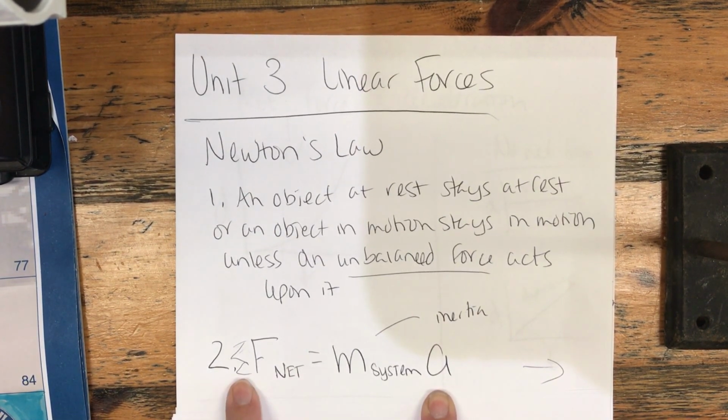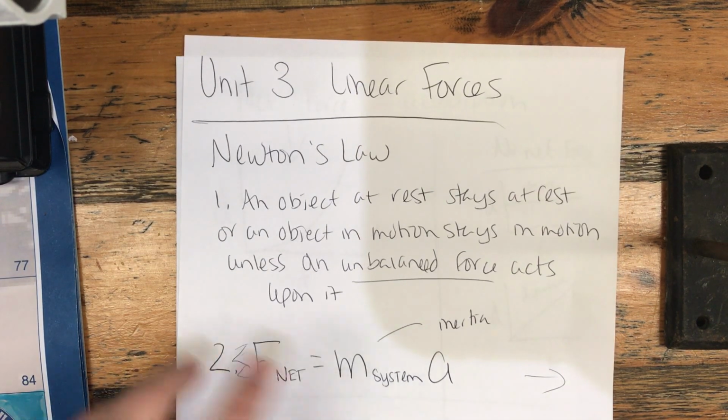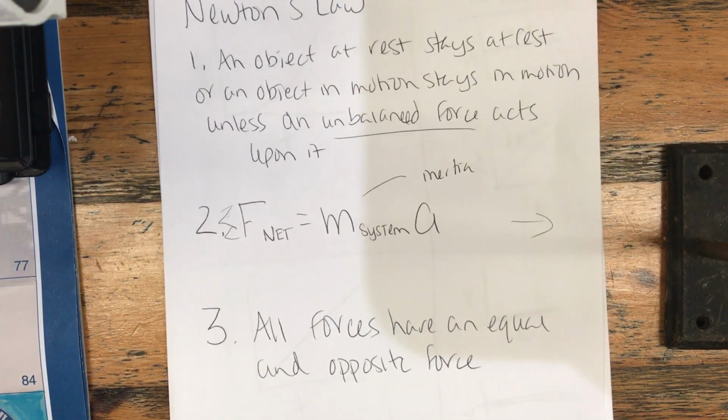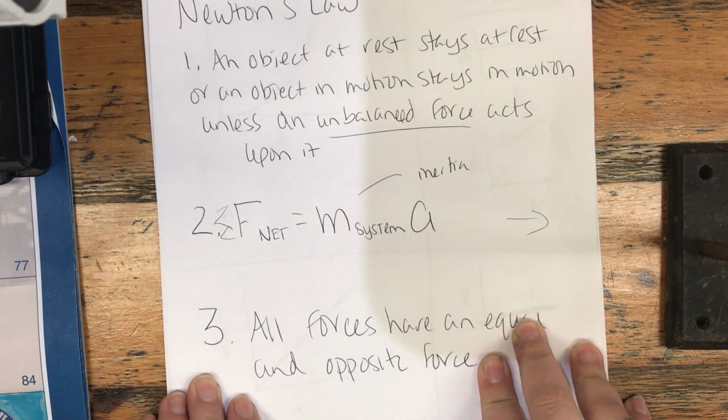And so we have F net here, or the sum of all forces. And remember that this is a system. A lot of times we're just dealing with one object, but we can also have a system of objects, where you have maybe two things that are attached by a pulley, and the pulley is moving, so both of the objects move. So we just have to keep in mind that whatever is accelerating would be the mass. And then the last law says that all forces have an equal and opposite force. So if you apply a force on something, it pushes back. If I push on the wall, the wall pushes back on me with an equal and opposite force.